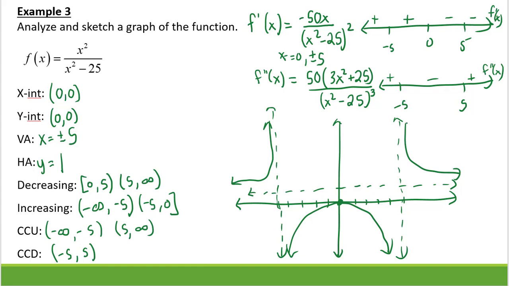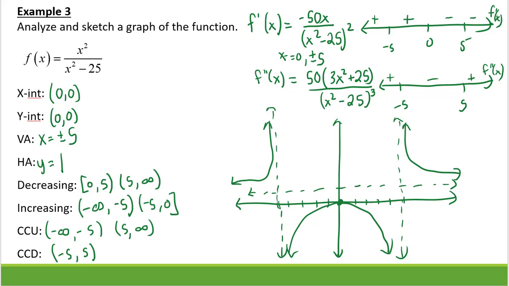Now let's just make sure our graph makes sense. I'm increasing from negative infinity to negative 5. Yeah, that makes sense. And increasing from negative 5 to 0. Yeah. Decreasing from 0 to 5. And then still decreasing. Now let's look at our concavity. Negative infinity to negative 5, I'm concave up, yes. And concave up there, yeah. And then concave down there.